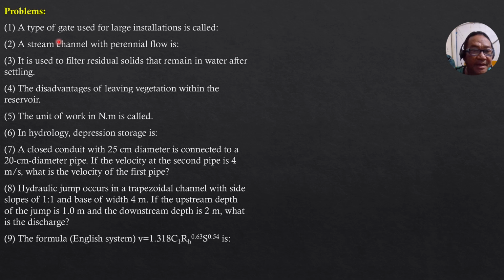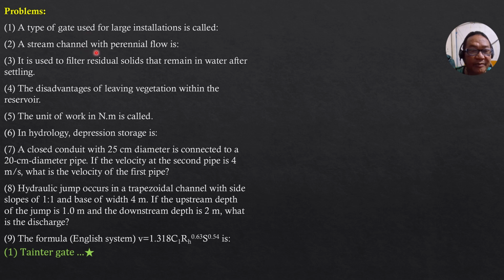So here is problem one, or question number one. A type of gate used for large installations is called, so this gate is circular in shape. It may not be a perfect circle, it may be an arc of a circle. So we call this Tainter gate.